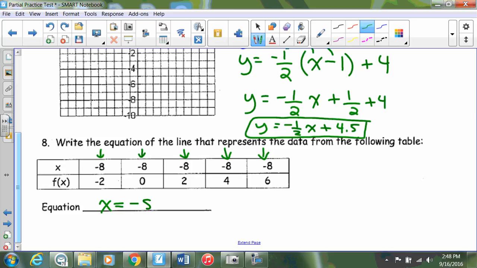X equals negative 8. Okay, if you didn't see that, if you weren't observant, then you would have to do the hoops and find the slope. It's a mess. Please be observant and notice when we have a special table like this.